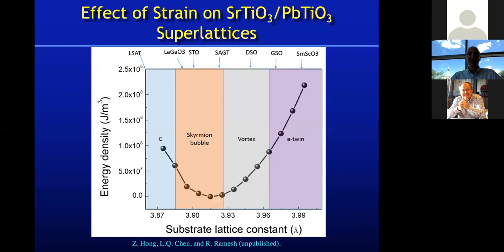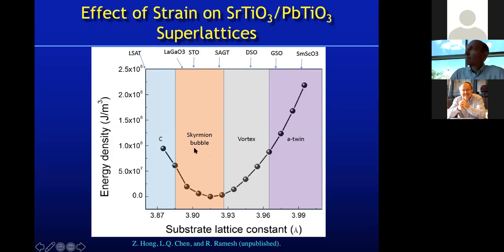By phase field simulations, Ramesh's collaborator Long Chen at Penn State was able to calculate the expected effect of strain on these superlattices of strontium titanate and lead titanate, and came up with this map. I put substrates on top of that. The previous example that I showed you was on DyScO3 over here, where it was in the so-called vortex state.